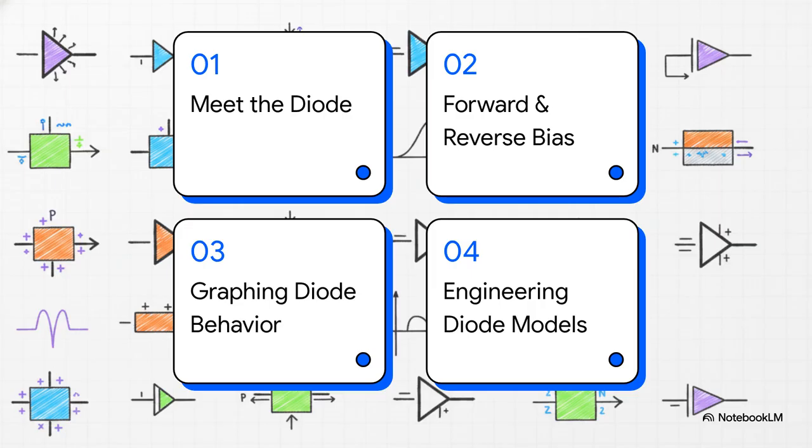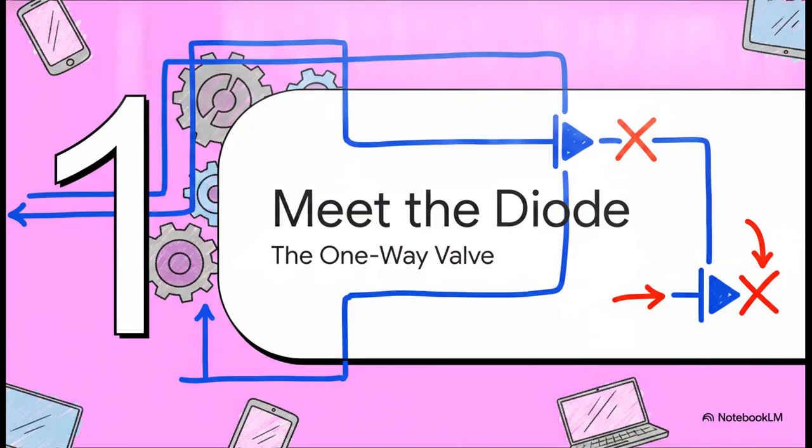Okay, here's our roadmap for today. First, we'll meet the diode. Then we'll unpack the push and pull of forward and reverse bias, graph that behavior out, and finally, look at how engineers actually model these components in the real world. Let's jump in. Part 1.